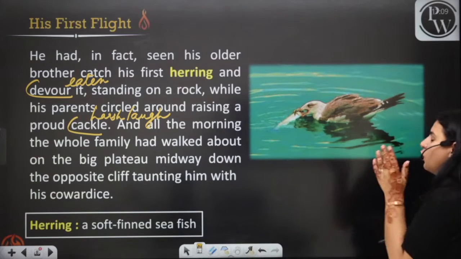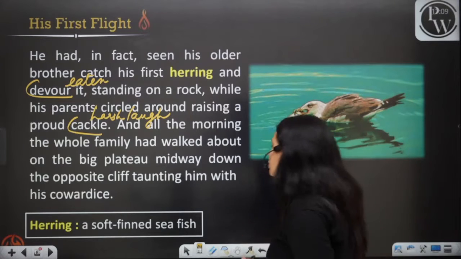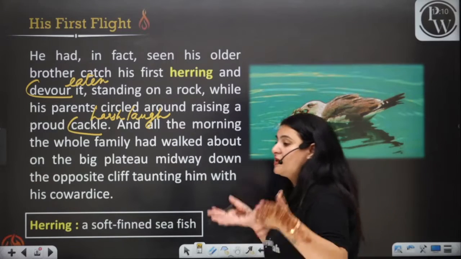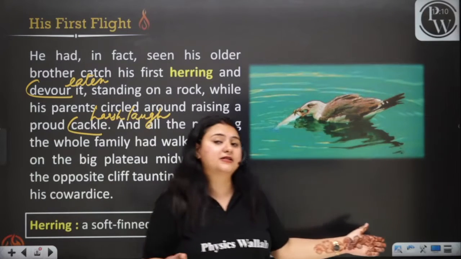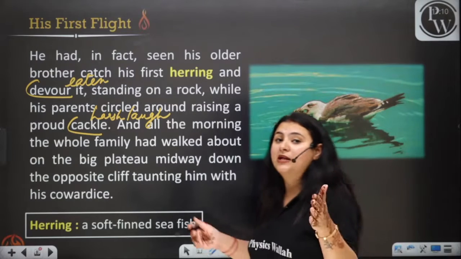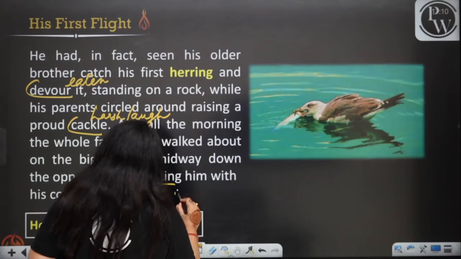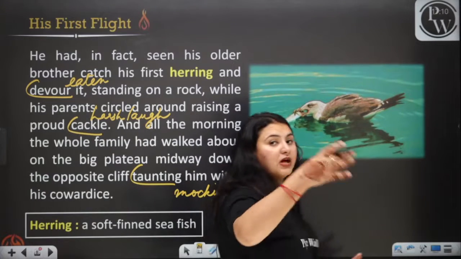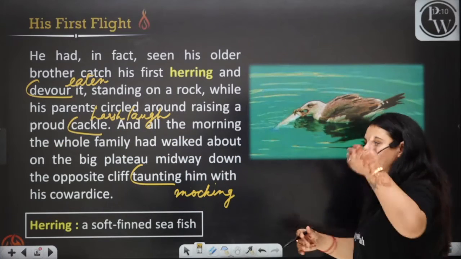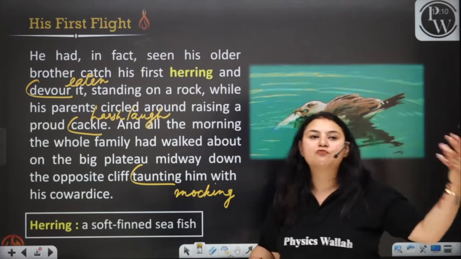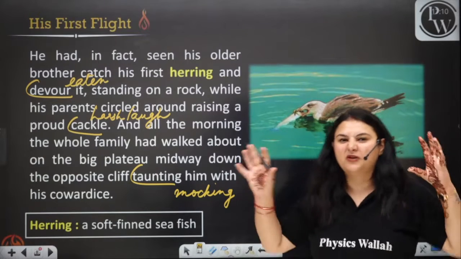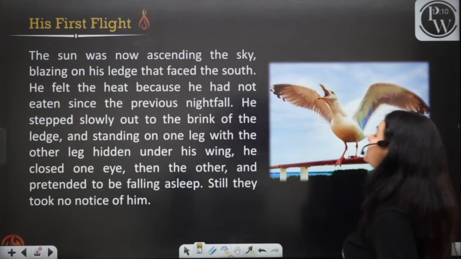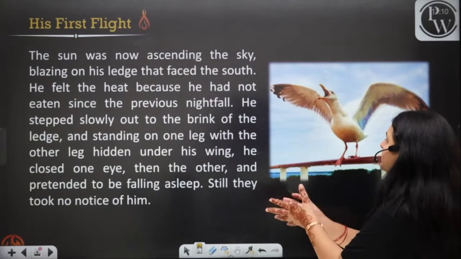And all the morning, the whole family had walked about on the big plateau midway down the opposite cliff, taunting him with his cowardice. But we can see that since the young seagull isn't able to fly, his parents are actually mocking him. They are taunting him. They are mocking him for his cowardice. And where are they? They are just on the opposite side of the plateau. They are just opposite to him and they are mocking him. They are taunting him. They are making faces. They are saying that, no, you're good for nothing. Okay. The sun was now ascending the sky, blazing on the edge that faced the south.